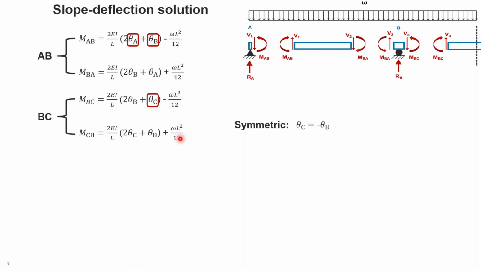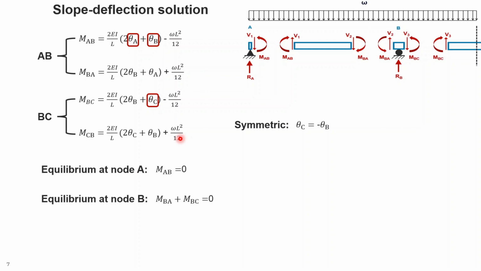Otherwise, you can get the symmetricity in the deformation shape of the structure. And when you write these equations for the slope deflection, you should combine them with equilibrium equations at nodes. So for example, at node A here, you can write equilibrium equations like MAB should be equal to 0, because you don't have anything other than MAB, and you're writing practically summation of M over point A is equal to 0. So you come up with this equation.